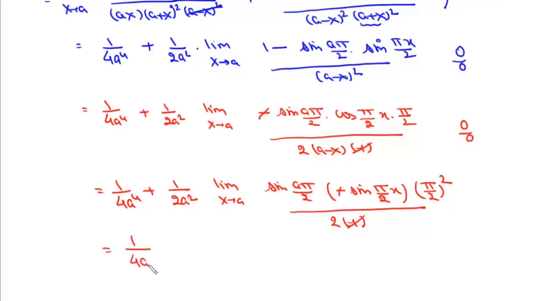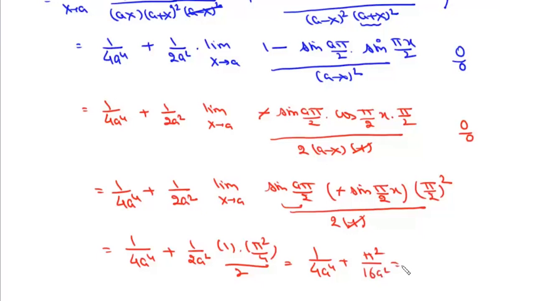If you put x as a, we'll get this as 1 upon 4 a to the power 4 plus 1 upon 2a square, and here will be this sine a pi by 2 into sine a pi by 2, which is 1 into, now this is pi square by 4, and we have this 2 here. So it will be this 1 upon 4 a to the power 4 plus pi square by 16 a square. So we'll take this LCM, so it will be this 16 a to the power 4, and then it will be 4 plus pi square into a square, and that is the answer to this limit.